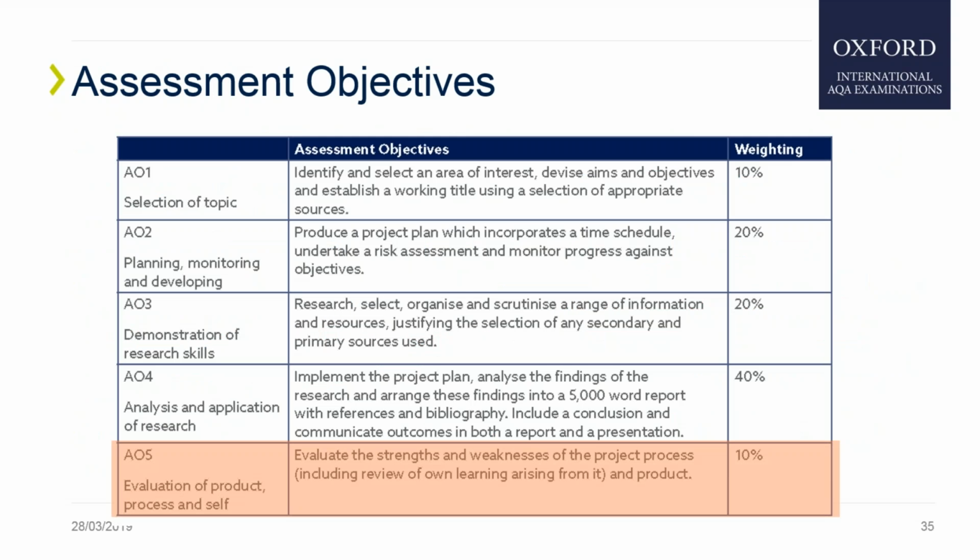And you can see again, we're talking about AO5 here, and it's 10% of the final grade. Now, that doesn't mean 10% of the final grade is based on that last page of the production log, because there's other places where students can demonstrate or evidence their evaluation of strengths and weaknesses. For example, in the presentation, as we just saw, or there's an element of evaluation as you go along, monitoring progress against objectives, for example, in AO2. But obviously, if the summary and reflection page in the production log is completed poorly, with little detail, then AO5 is going to take a big hit and the student's going to struggle.